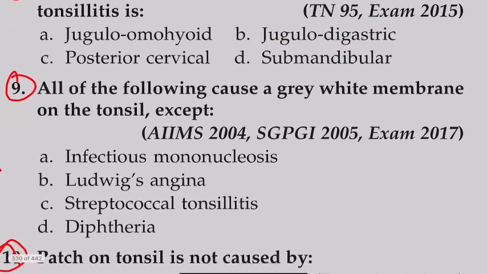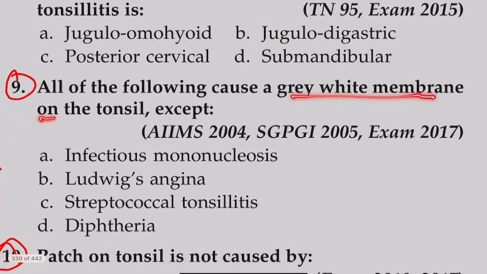The following cause gray-white membrane on tonsil except. We are talking about the differential diagnosis of membrane over tonsil. Infectious mononucleosis, it will cause it. Ludwig's angina, no, it will not cause the gray membrane over tonsil. Ludwig's angina is a cellulitis of the submandibular space. Streptococcal tonsillitis, yes. Diphtheria, yes.